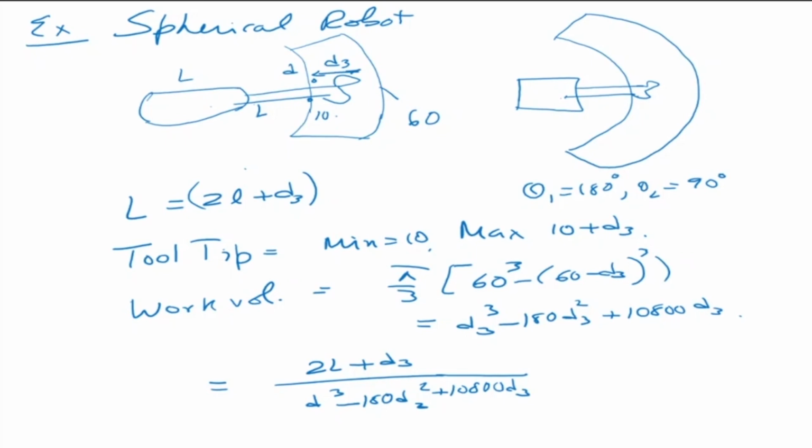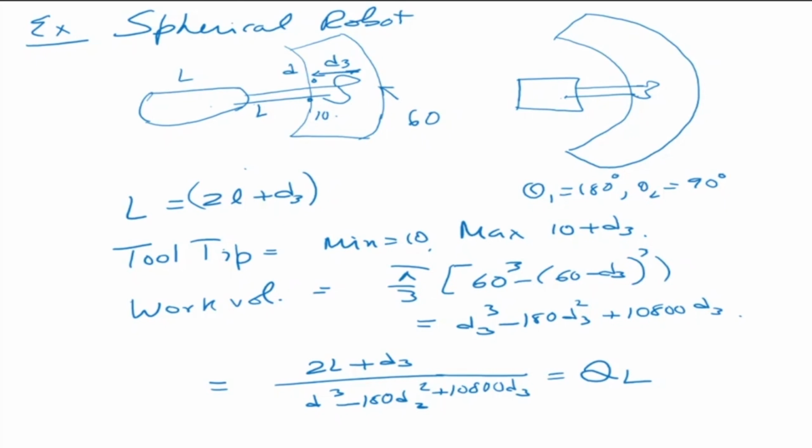and the work volume is given by 60 minus D3 cube. Now 60 is the total reach till here, that is what we are saying. So this is giving us the structural index QL. That's how we find the structural index for a robot.